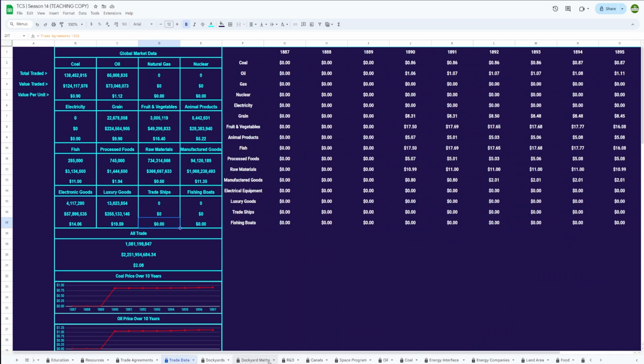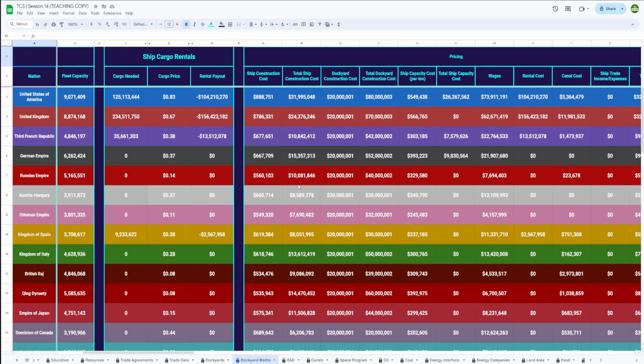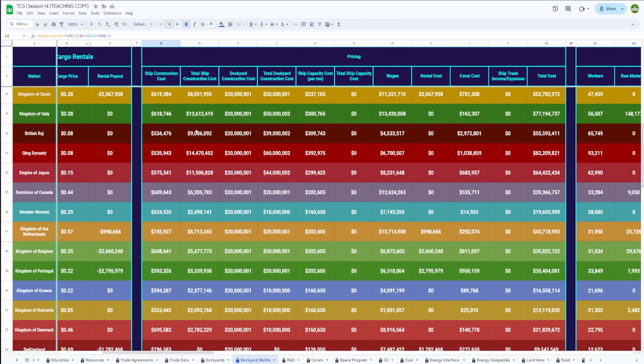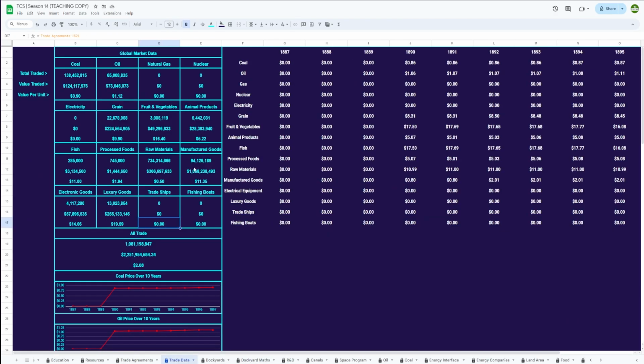Same with fishing boats and trade ships. In Dockyard Math, you can see the price per ship over at ship construction cost. And then a fishing boat, I believe, is a fifth of this value. So you can use that information. Basically, this is just how you determine whether or not a trade is worth doing. But I believe that is literally the extent of what I can give you regarding the trade system. There isn't much to it once you understand the basics of how to engage in a trade.